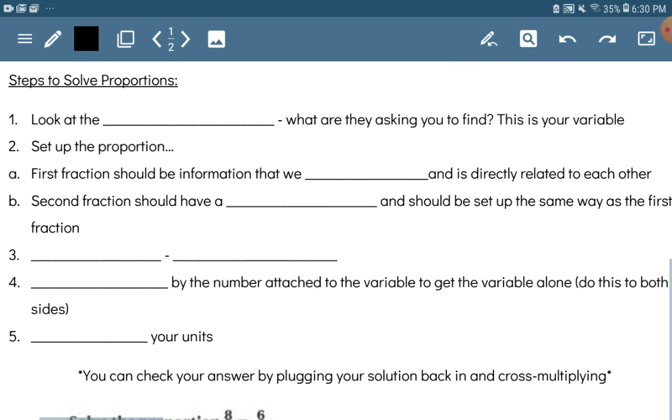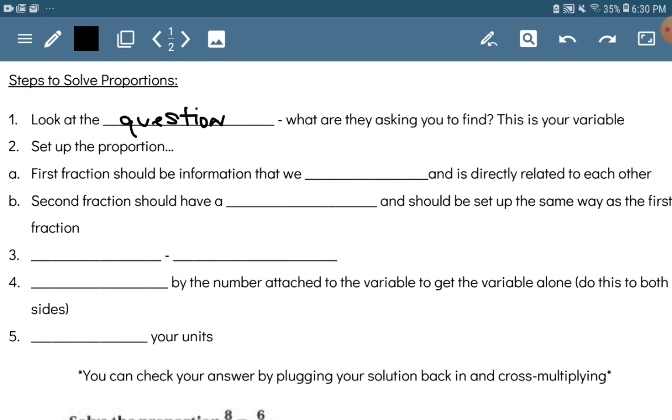So actually setting up and solving these proportions, the very first thing we want to do is look at our question. We want to look at what it is asking us to find, because whatever it's asking you to find, that's going to be your variable. It's the thing you don't know. Then we're going to set up our proportions.